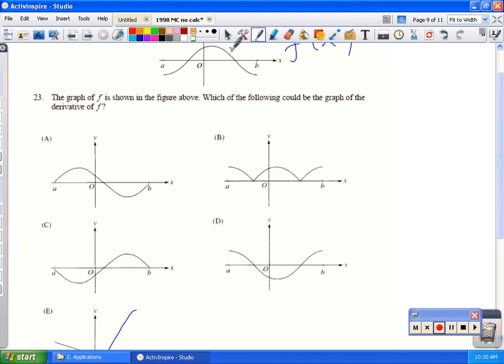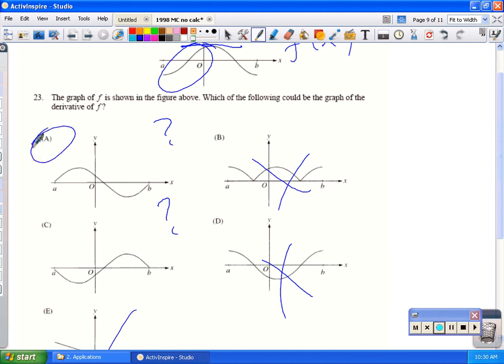We notice that the derivative is 0. The tangent line is horizontal here, so we're looking for a graph whose derivative is 0, so this guy is out and this guy is out. It's between A and C at this point. We notice that in this region, the slopes are all what? Positive. So we get A. All right, questions.